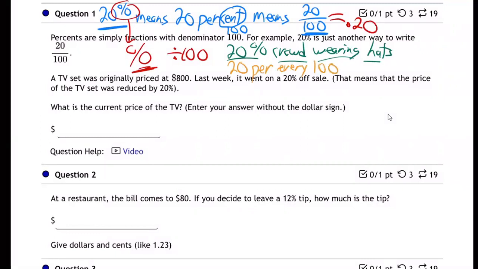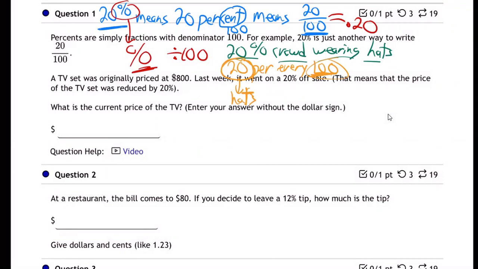Again, 20% means 20 per 100. Meaning, if you took the whole crowd and spread the hat wearers out evenly, there'd be 20 wearing hats for every group of 100. If you could spread them out evenly throughout the entire stadium with thousands and thousands of people, in every group of 100 people, you'd have 20 that have on hats. Does that make sense? That's what it really means when we say a percentage. It means per 100.